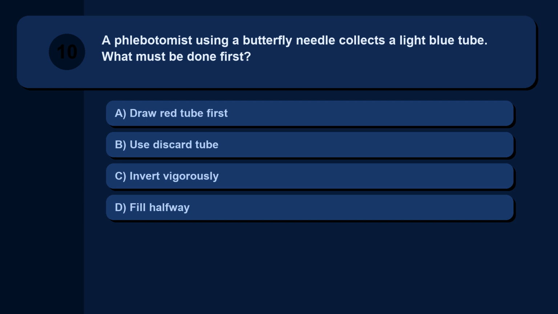Question 10. A phlebotomist using a butterfly needle collects a light blue tube. What must be done first? Draw red tube first. Use discard tube. Invert vigorously. Fill halfway.